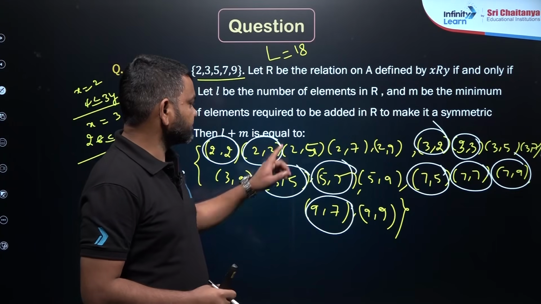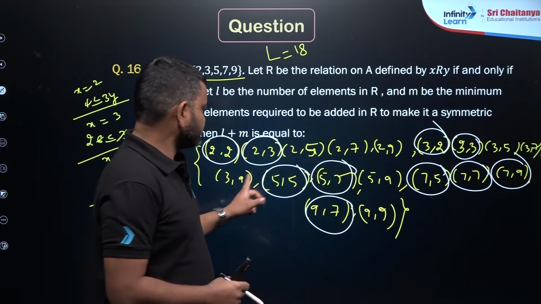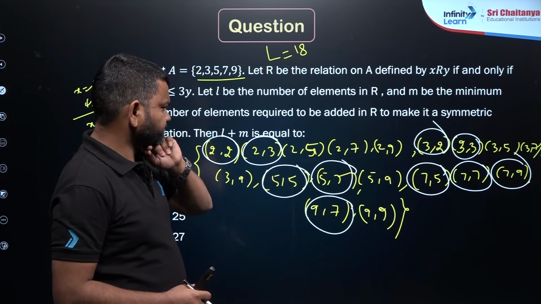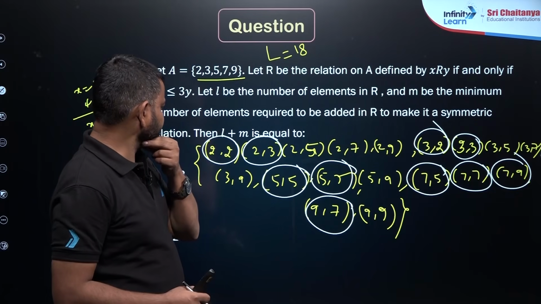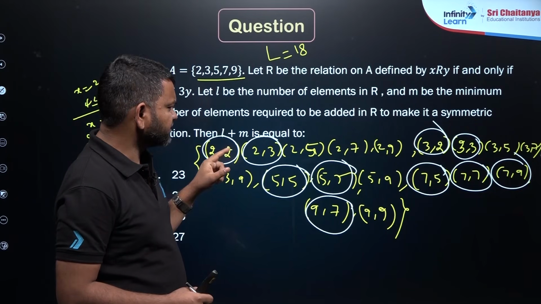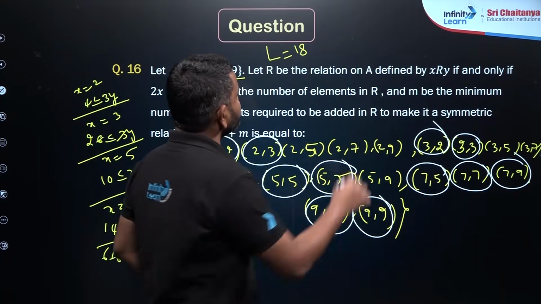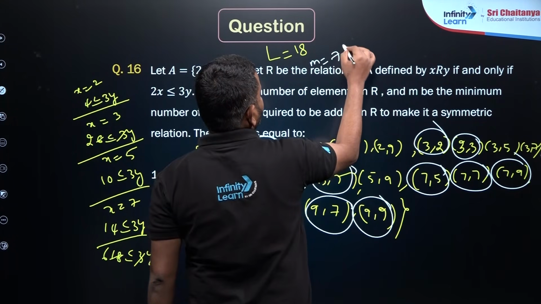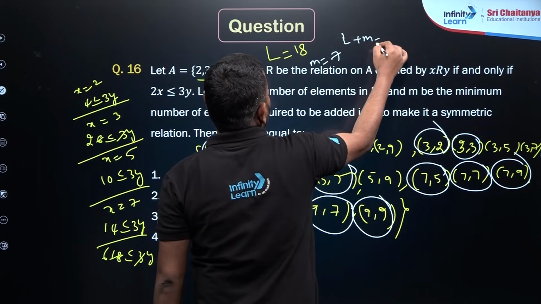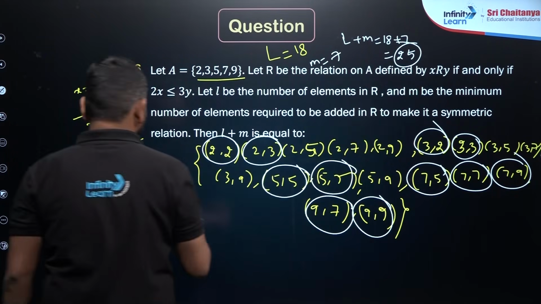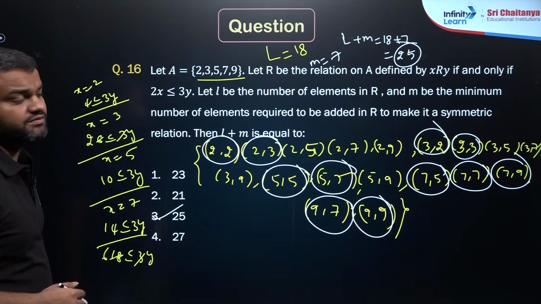So how many numbers are remaining? 1, 2, 3, 4, 5, 6, 7, 8. 8 numbers are remaining. Did I forget to write 9 comma 9 also, you don't need to do anything. So 7. So 18, m value is going to be 7. So L plus M is going to be 18 plus 7 which is equals to 25. So 25 is going to be your answer here.